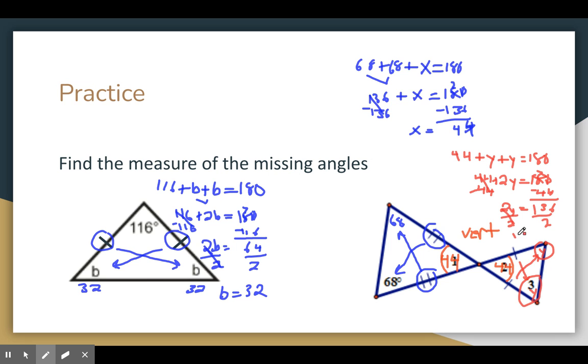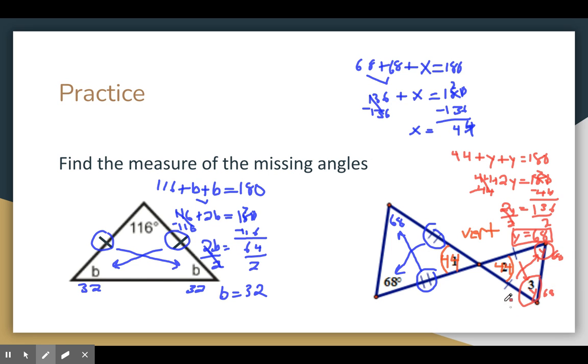I apologize, this is getting really messy. I don't have a ton of room to work with. But 136 divided by 2: 2 goes into 13 6 times, that's a remainder 1. 2 goes into 16 8 times. So y would equal 68. So that means this angle here is going to be 68. This angle here is going to be 68.